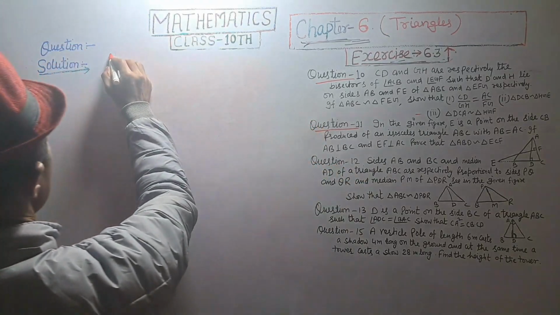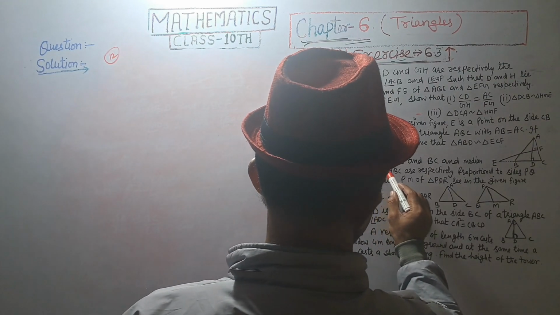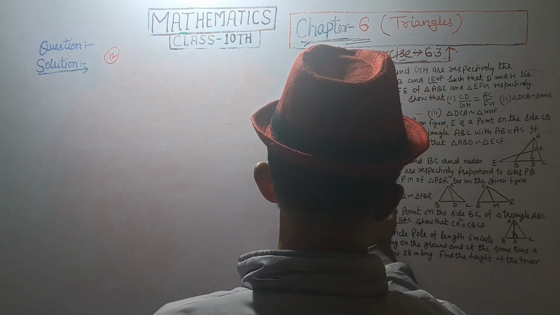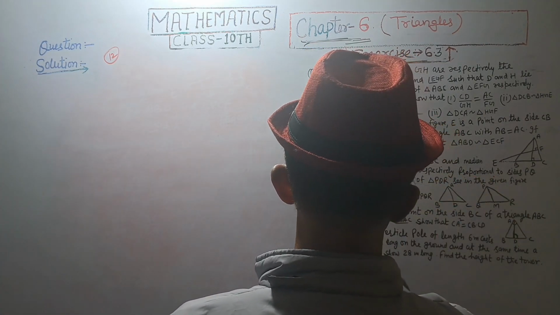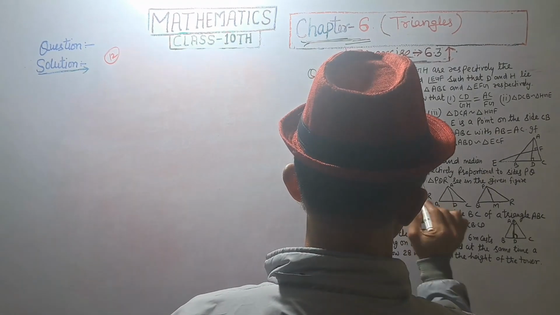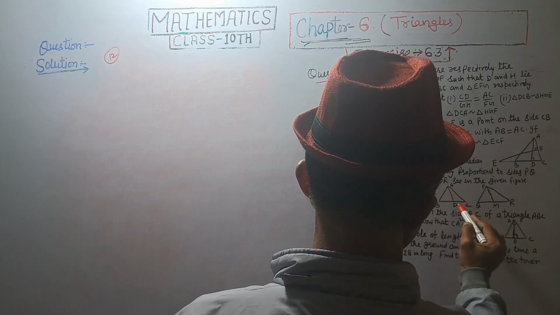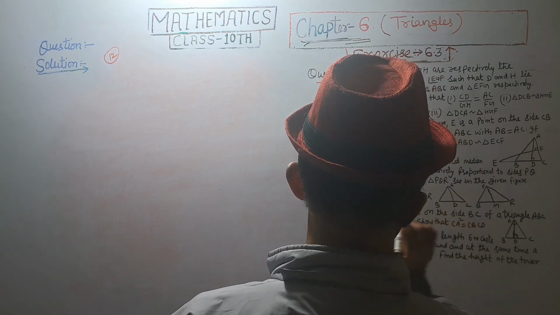Question number 12. Sides AB and BC and median AD of triangle ABC are respectively proportional to sides PQ and QR and median PM of triangle PQR. Show that triangle ABC is similar to triangle PQR.